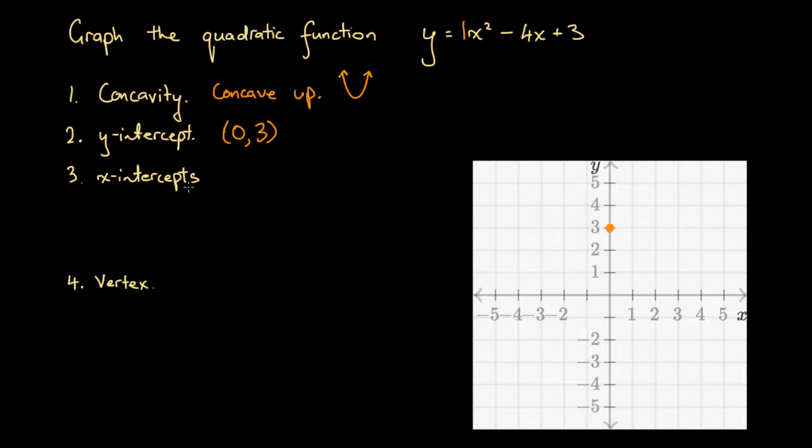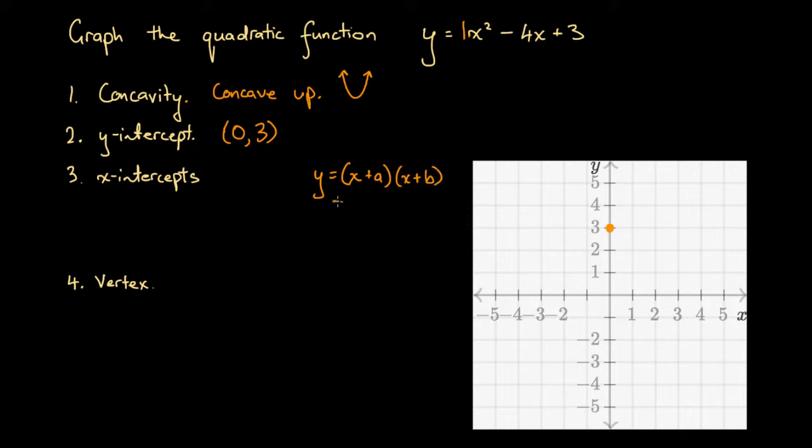Let's have a look at the x-intercepts. Well, in order to find the x-intercepts, what we first have to do is factor this quadratic function. So let's do that. In order to factor the quadratic function, we have to think about what 2 values, when multiplied, equal positive 3, and when added together equal negative 4. So what we're trying to find is some factored form where we could write this equation as (x plus a)(x plus b).